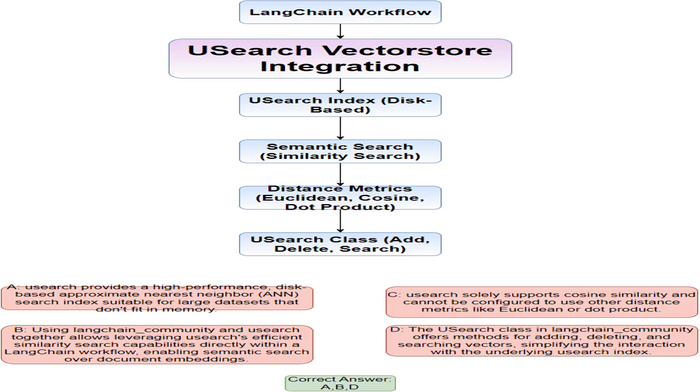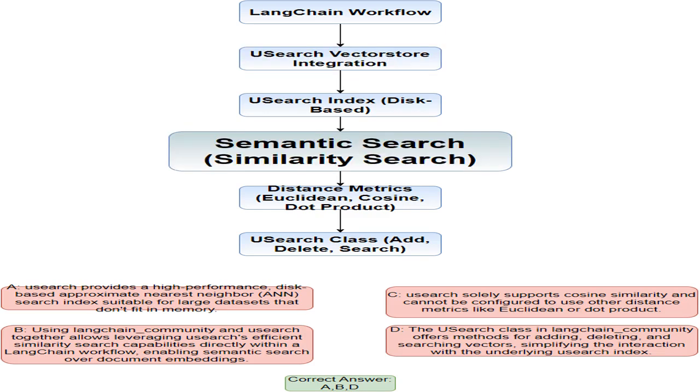Now, let's discuss how LangChain integrates with USearch. This integration allows LangChain to use USearch's capabilities for storing and searching vector embeddings. Let's dive into semantic search.